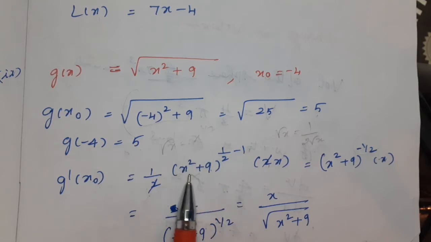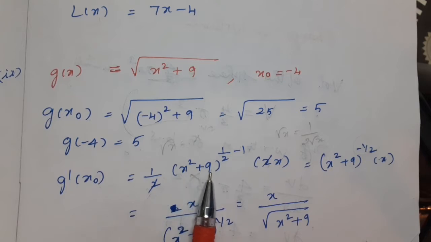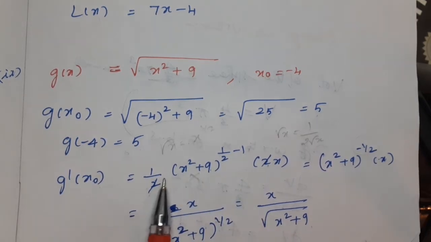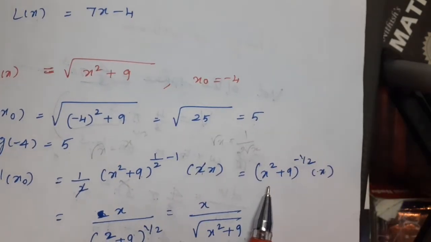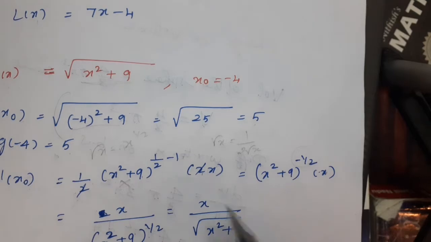After that, the assumption is different. Instead of x, the function we are having is x square plus 9. Again, differentiate that. The derivative of x square is nothing but 2x. So if the 2 cancels, we get (x square plus 9) whole power minus 1 by 2.